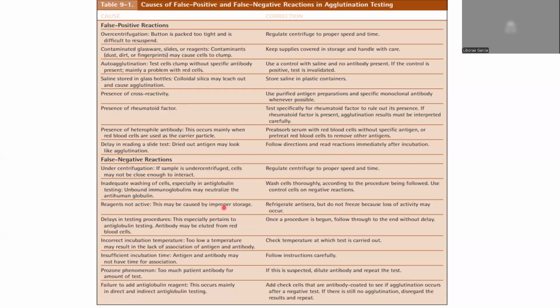Okay. So, contamination in glasswares can cause false positives. Auto-agglutination, false positive. Okay? You have there rheumatoid factor and your heterophile antibodies, which cause false positives. Then you have there how to remedy, how to correct it. Okay? So, just familiarize yourselves with this table. Okay?